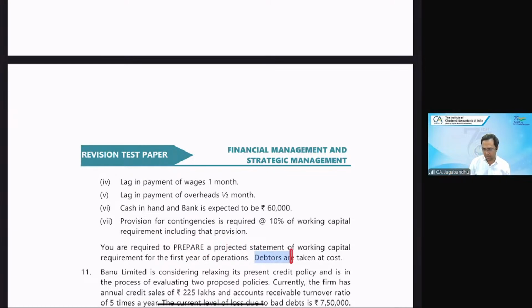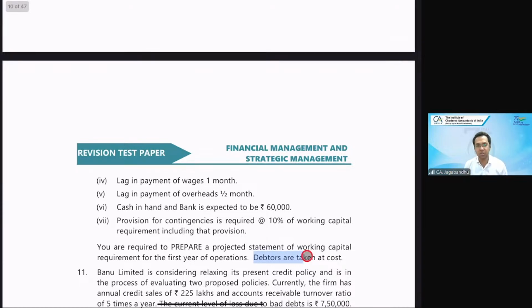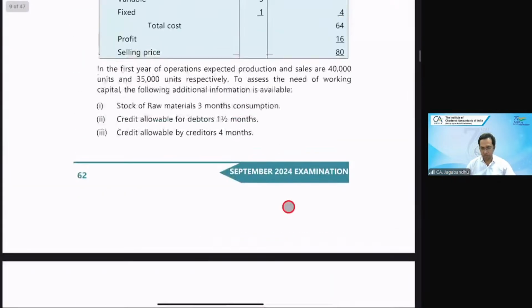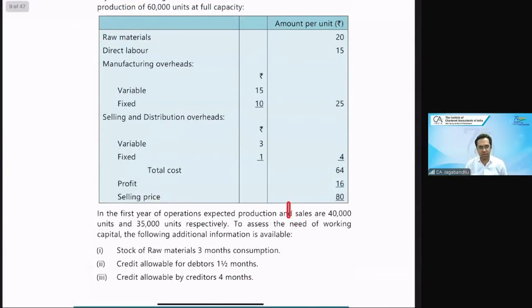And the question clearly says now, debtors are to be taken at cost. Okay. So again, the procedure remains the same. We need to first prepare the cost statement, and then we'll go for the estimation of working capital.